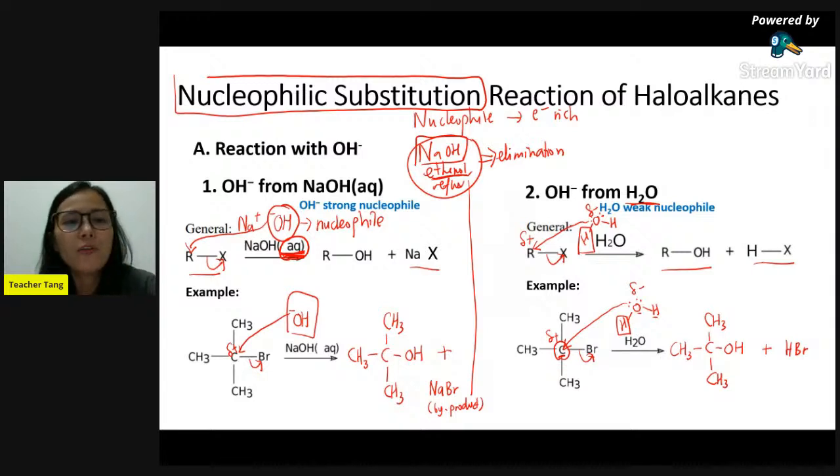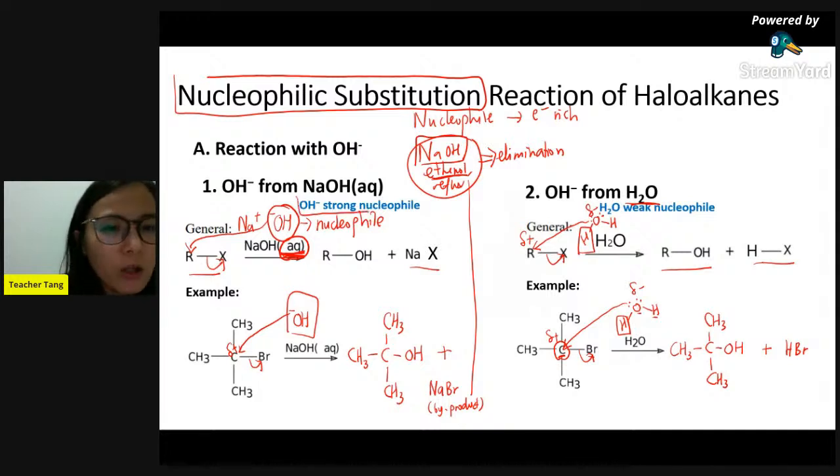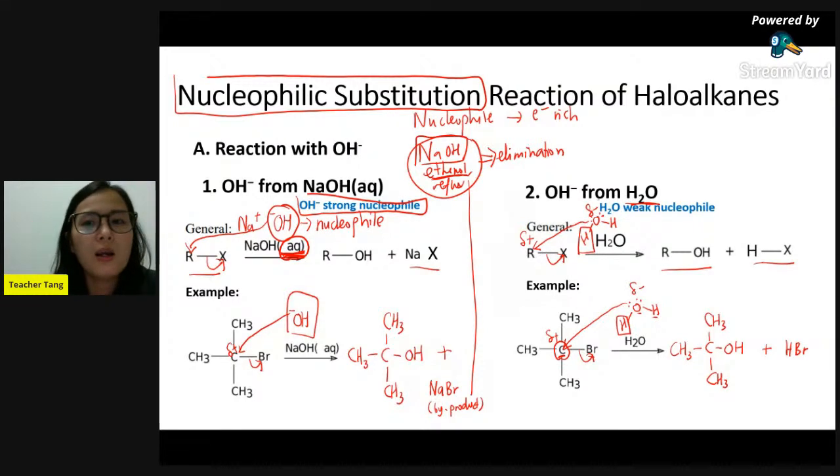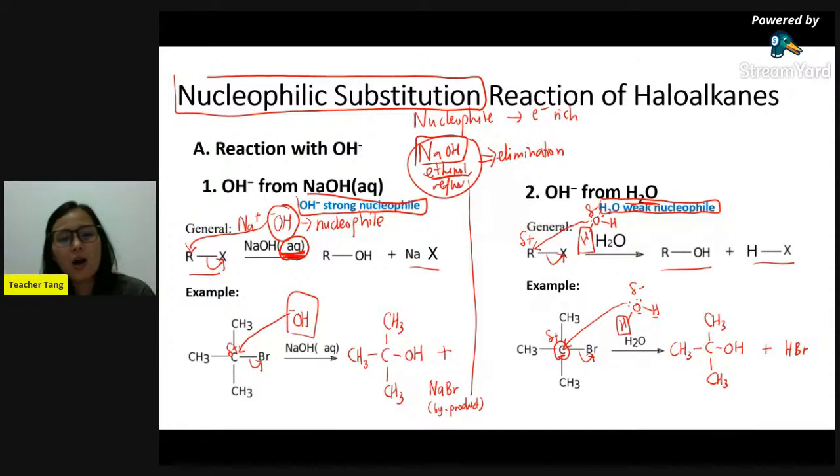So for haloalkane to react with the hydroxide ion or water, you just need to know that the hydroxide ion, because it is negatively charged, is a strong nucleophile. Water, only having the lone pair, is a weak nucleophile. So you must remember this: hydroxide ion, strong nucleophile; water, weak nucleophile.